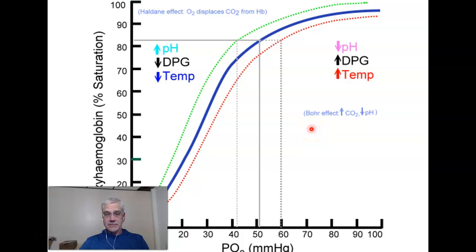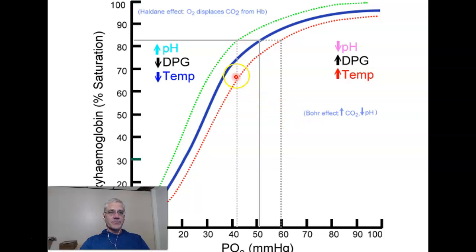This has a name. This is called the Bohr effect, B-O-H-R, the Bohr effect, when concentration of carbon dioxide goes up, and any time that happens in the blood, you can count on the pH of the blood going down. That means it becomes more acidic. More carbon dioxide leads to a more acid blood. And the Bohr effect guarantees that under those situations, hemoglobin will let go of oxygen more easily.